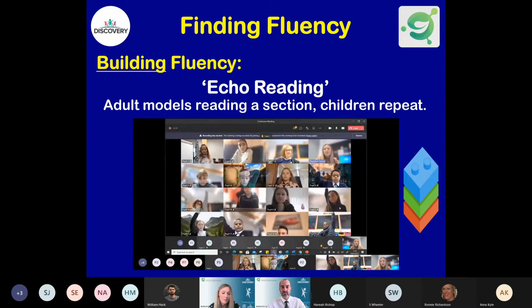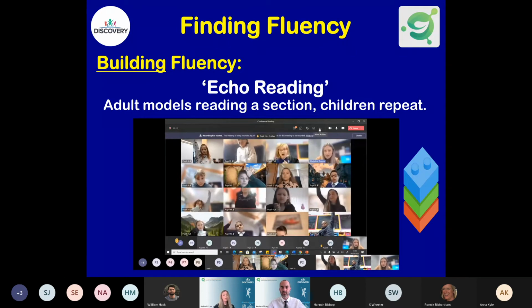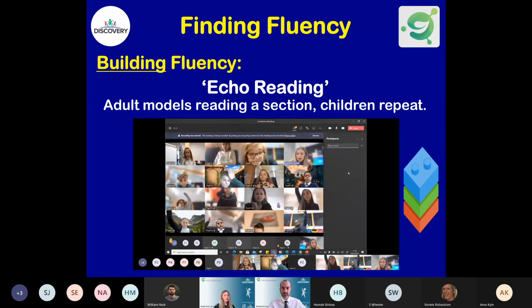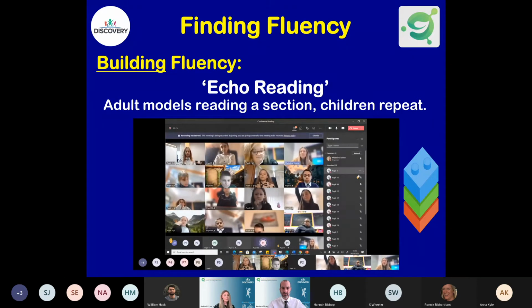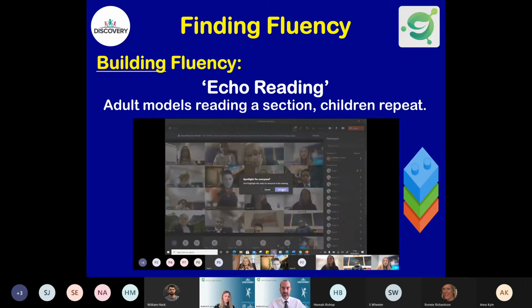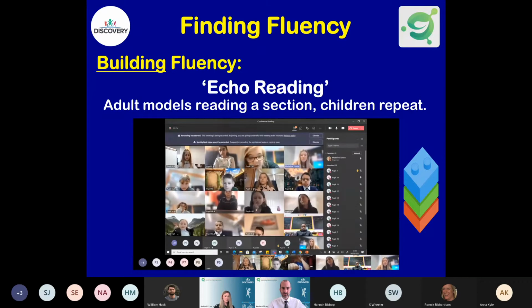Oh, see, some people put their hand up. Right, I'm going to spotlight you. I'm going to spotlight people. Oh, I'm going to spotlight you. Pupil 1, 2, answer that question. Why is that word written in italics?